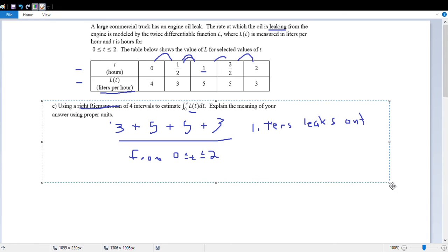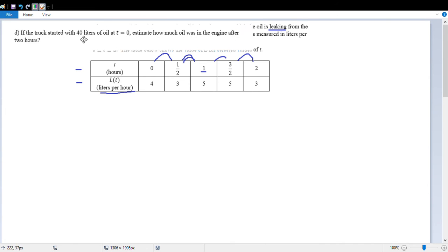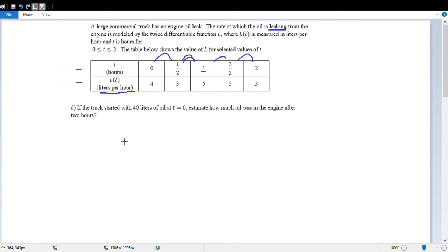All right, let's take a look at the next question. Just one more second while I pull it up. All right, this is just kind of a follow-up question. Actually, probably should have left what I had up there, but this is related. It says, if the truck started with 40 liters of oil at t equals 0, estimate how much oil was in the engine after 2 hours.